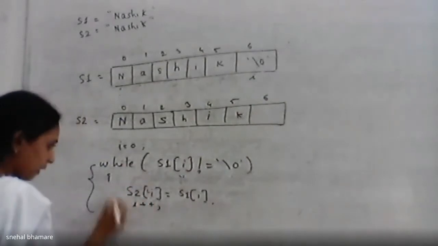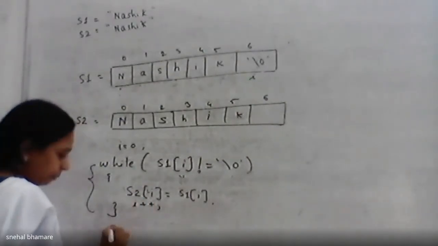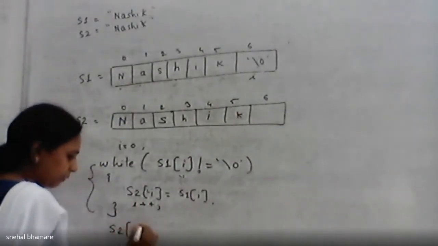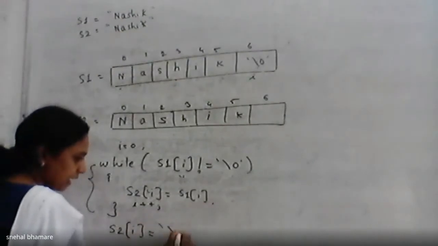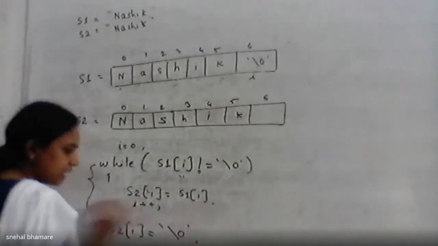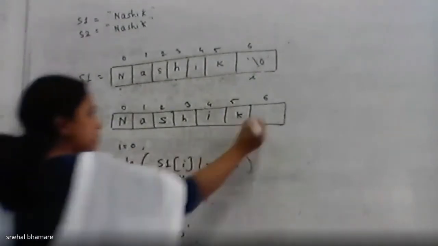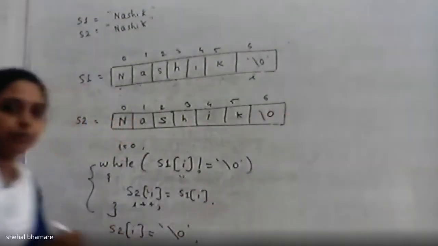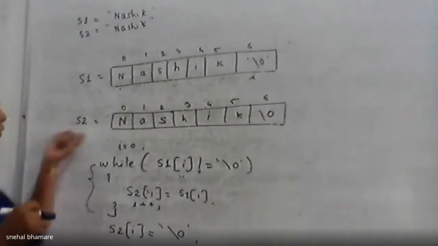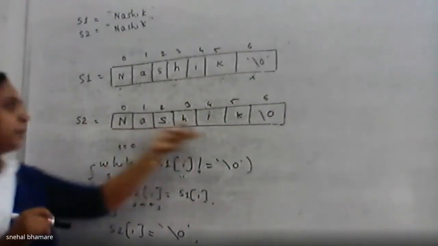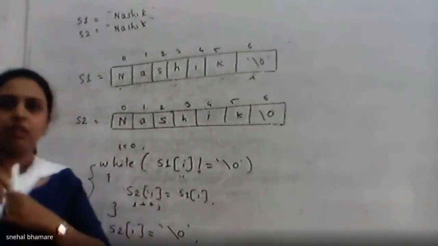So here, after the while loop, what you have to write? S2 of I equals to, in single quotes, you have to give the slash 0 character. Getting it? So it will have slash 0. And once it is done, you can display S2. The copied string is S2. Getting it?